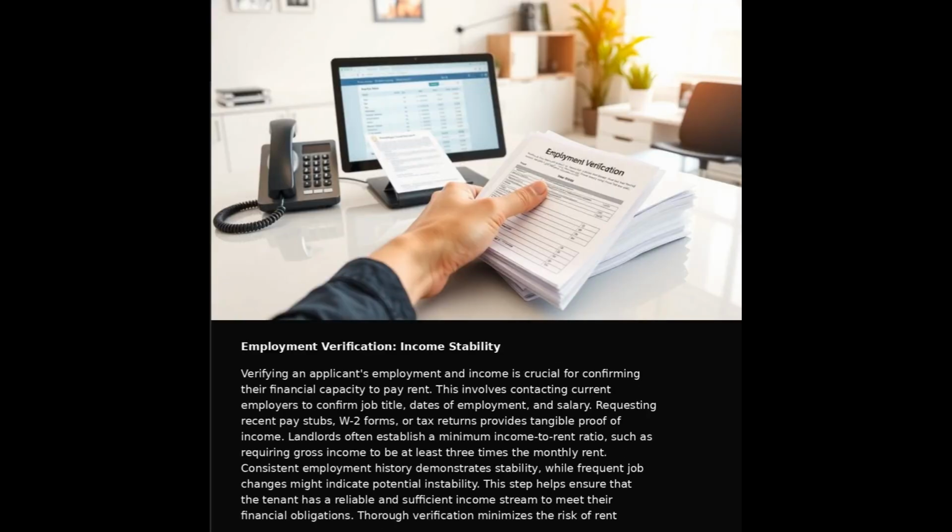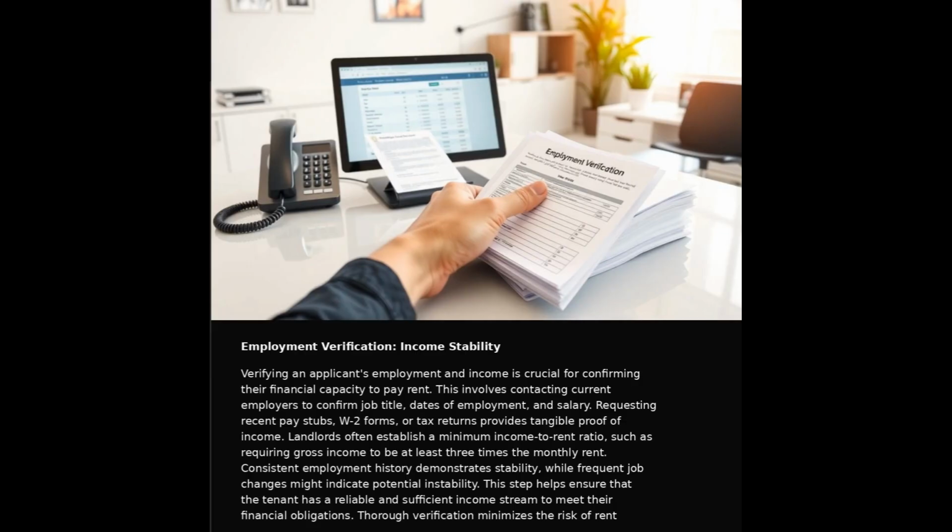Employment verification, income stability. Verifying an applicant's employment and income is crucial for confirming their financial capacity to pay rent. This involves contacting current employers to confirm job title, dates of employment, and salary. Requesting recent pay stubs, W-2 forms, or tax returns provides tangible proof of income.